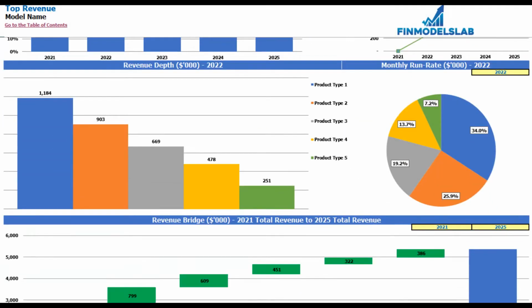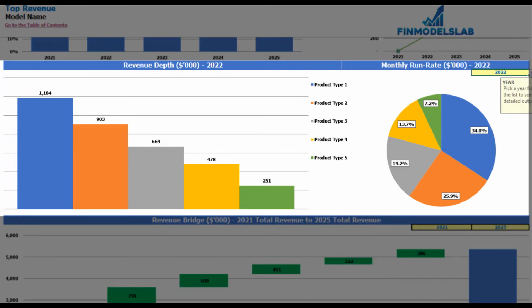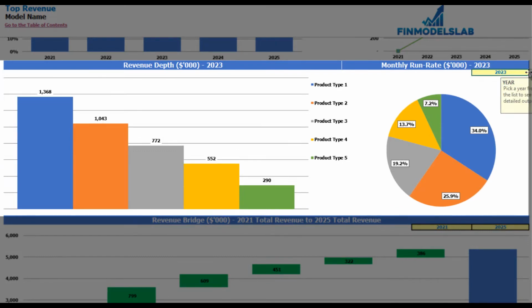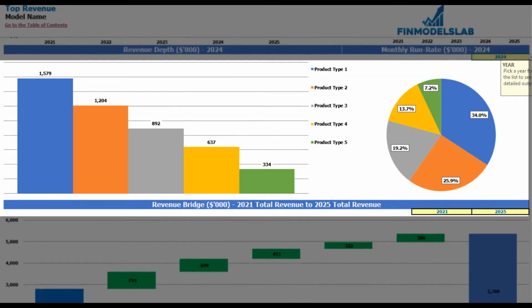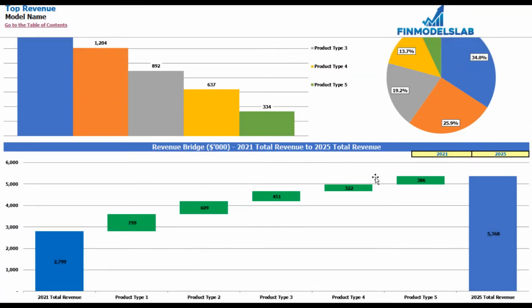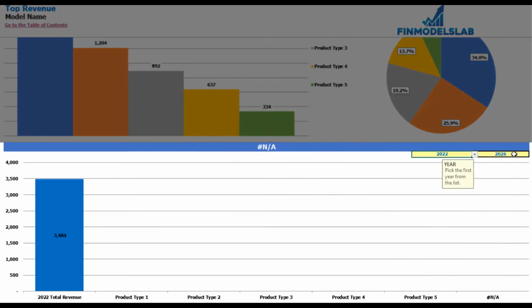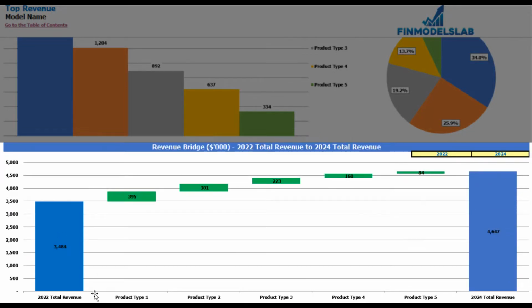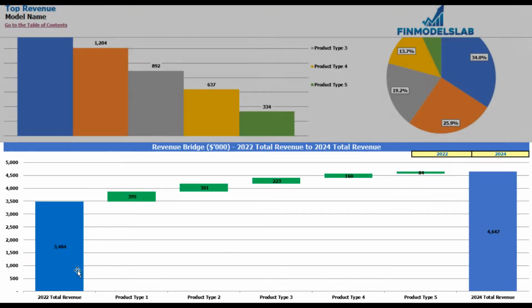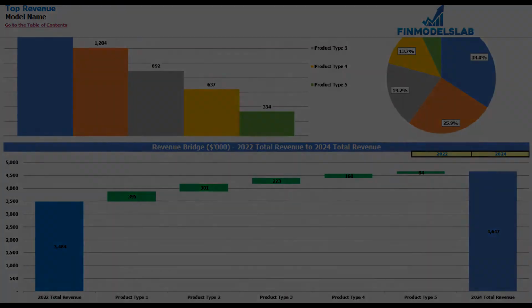A bit below you may see the revenue breakdown for the selected year. This year is also changeable, so you may review the revenue breakdown and monthly run rate for example for 2024. And finally you may see the revenue bridge between these 2 years, which are also changeable. So you can set up, for example, from 2022 to 2024, and you may see the main drivers of your revenue growth by different product types.